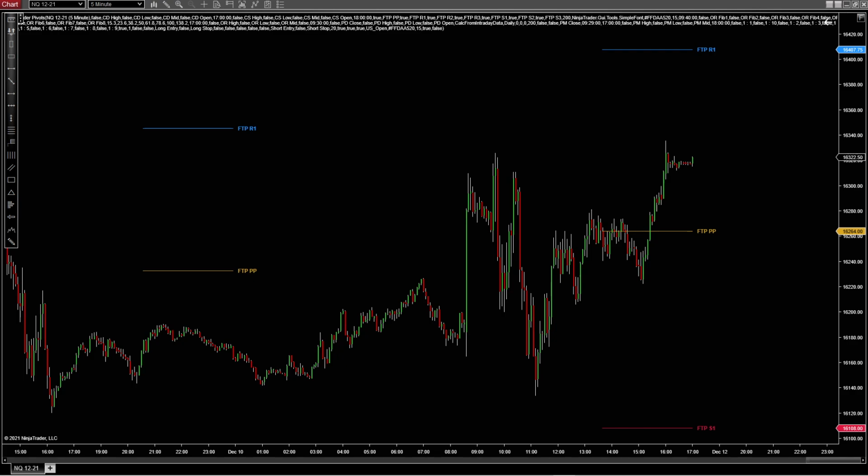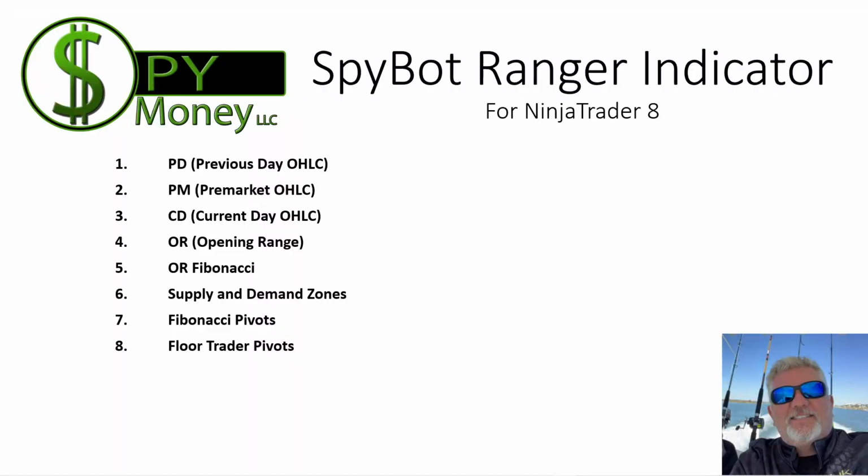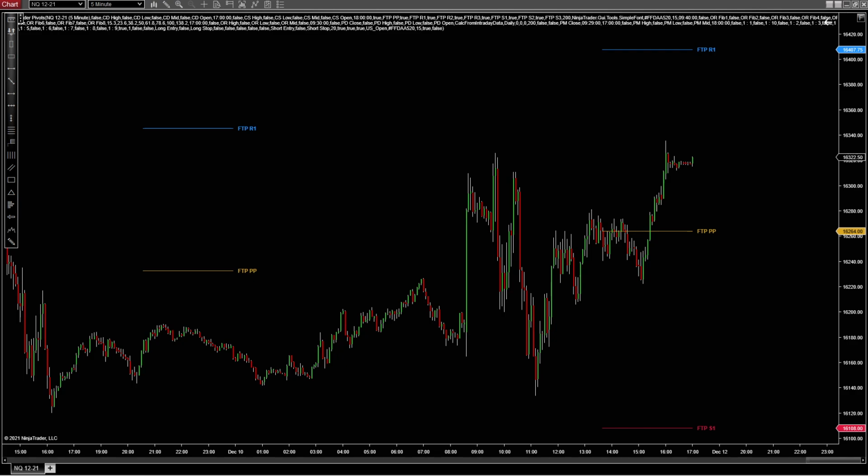So now we're going to go ahead and go back, and what we're going to do is add all of these to the chart to where you can see everything, and then start showing you how you can use this to actually trade using the Spybot Ranger indicator, to where you'll know what you're looking at when you're trading it. So here's the meat and potatoes for you guys. This is what you all been wanting to see. And I'm going to show you a couple of different ways that you can actually trade.